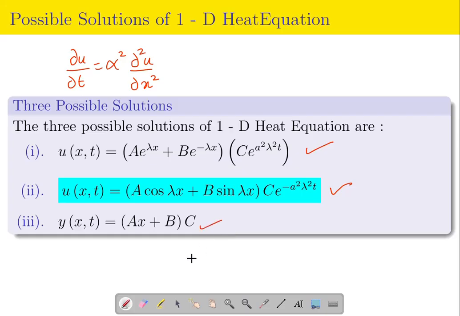Among these three possible solutions, we have to choose which one is the proper solution for solving the one-dimensional heat equation, based on the situation. Solution 2 is the most suitable solution for solving one-dimensional heat equations. That is u(x,t) = (a cos λx + b sin λx) · c e^(−α²λ²t).